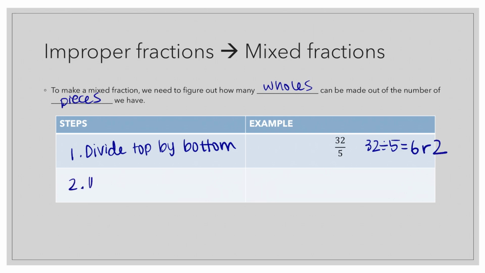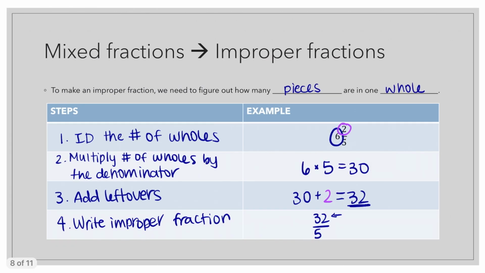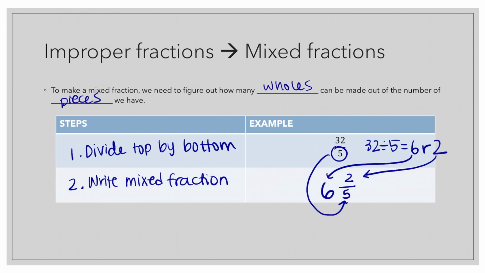So then I would write the mixed fraction. And the 6 becomes our big number. The leftover goes on top, and the original denominator goes on the bottom. So as you can see, it's exactly the same. We're just going back and forth. So you basically see how many times does 5 fit into the 32, and then you just put the leftovers on top there.